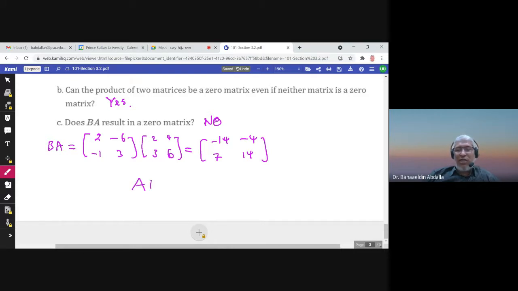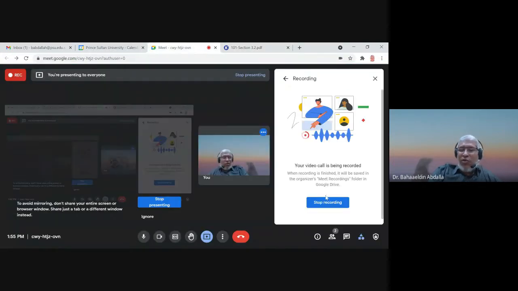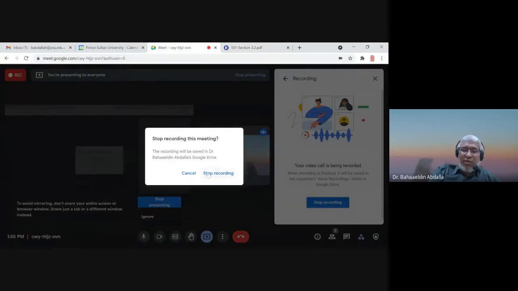So again, here is a proof that AB is not equal to BA in general. This is the end of the section. I hope you mastered matrix multiplication by now.